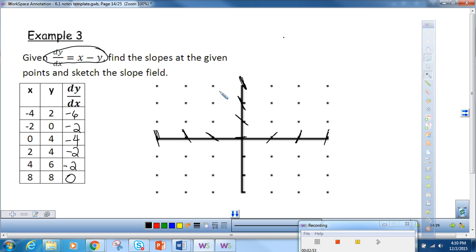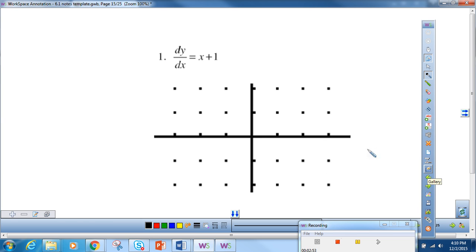So I'm not going to complete this. If you are so inclined, you can complete those and just grab points and see what it's like, and just plug them into the formula and sketch them. So you can see some patterns.